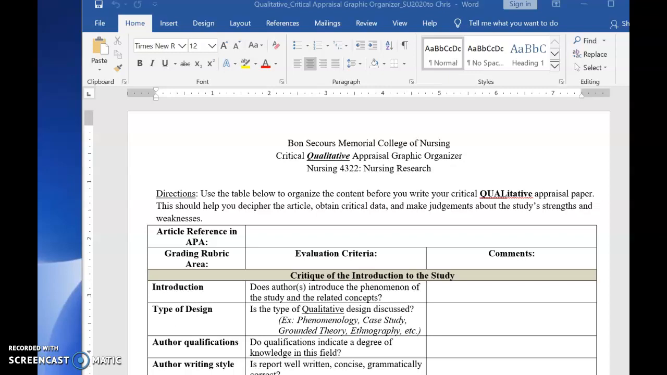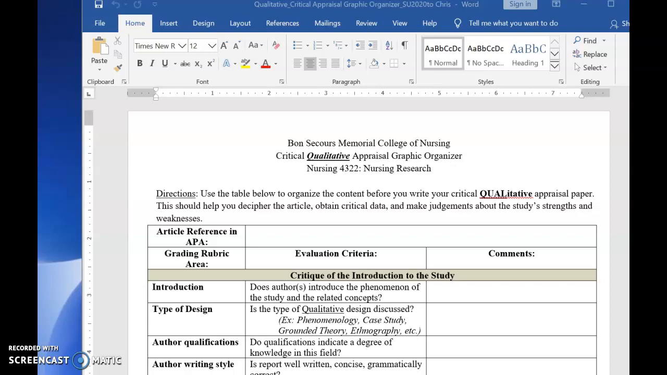I'm here to talk with you about your critical appraisal paper. That's going to be due in several weeks, but it'll come up fast, so we wanted to have this information for you. The critical appraisal paper is one of the very first papers in the course, and it's sort of a different paper that you've never written before.